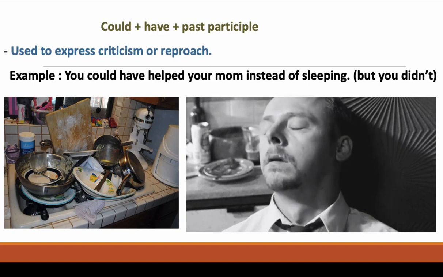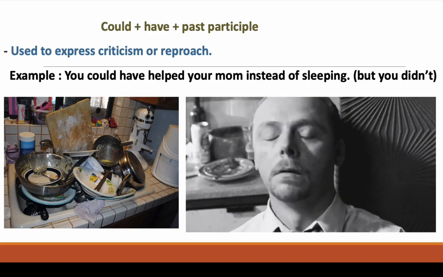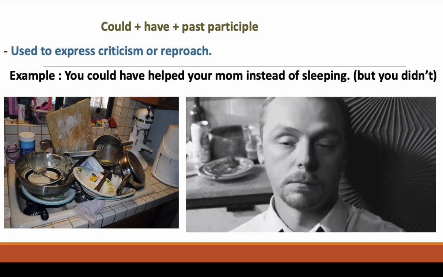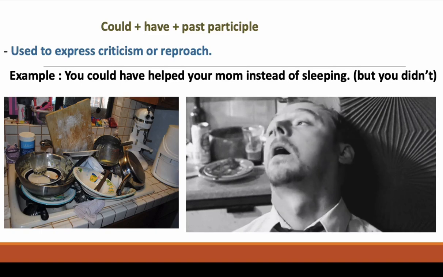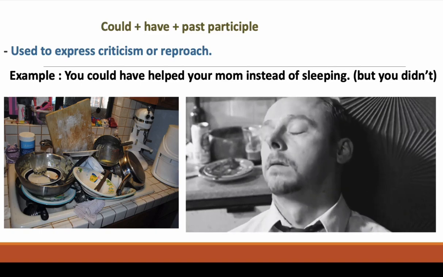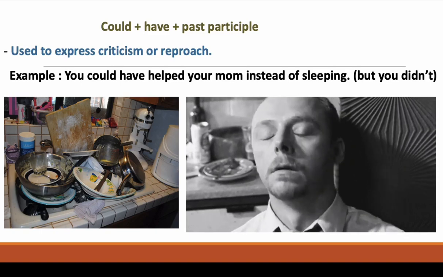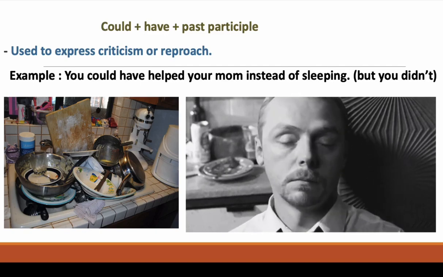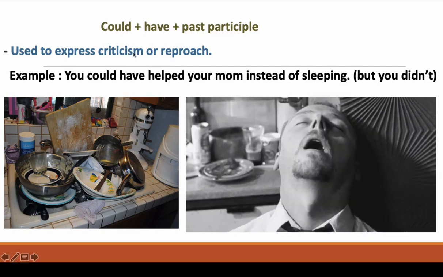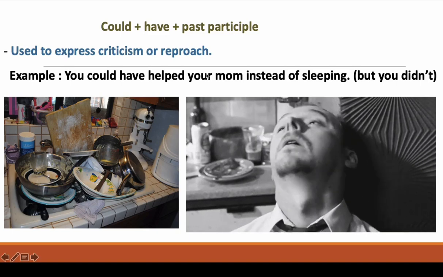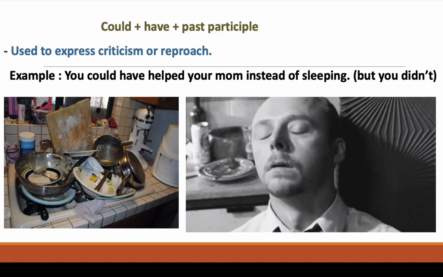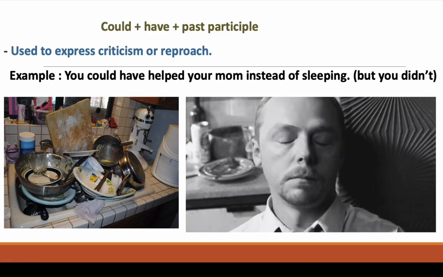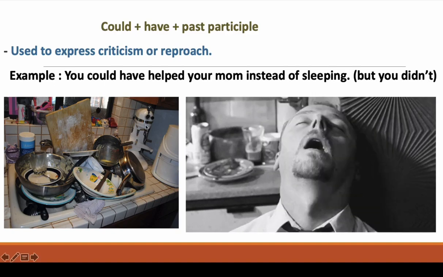Or was he helping his mom? So no, he didn't. Did he have the ability to help his mom? Yes, he had the ability. But did he help his mom? No, he didn't. Got it? So he didn't do it. And that's why we are criticizing him and we are reproaching him for what? For something that he didn't do in the past. So here we are talking about the action of helping the mom with the dishes.